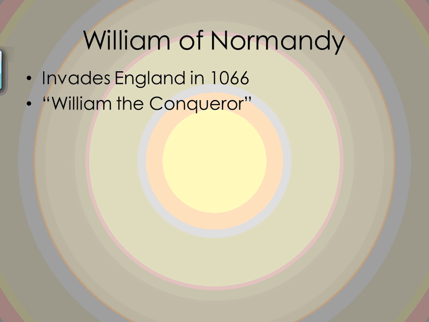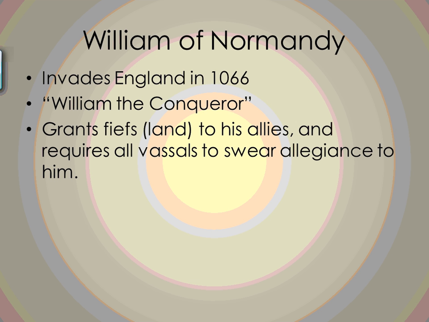William the Conqueror, after he defeated England, he did two major things. The first thing he did was he granted fiefs, which remember are pieces of land, to his allies, and he also required all vassals to swear allegiance to him, to be loyal to him.